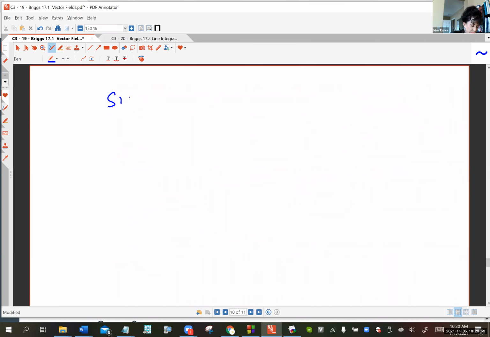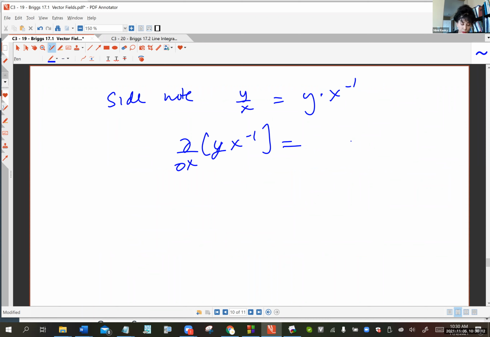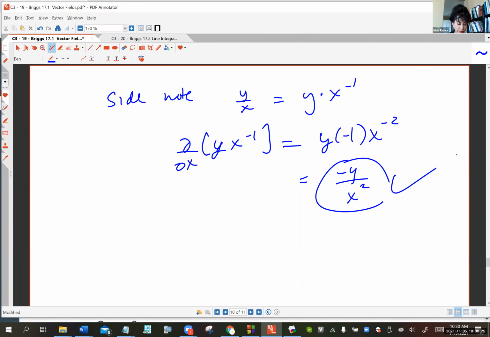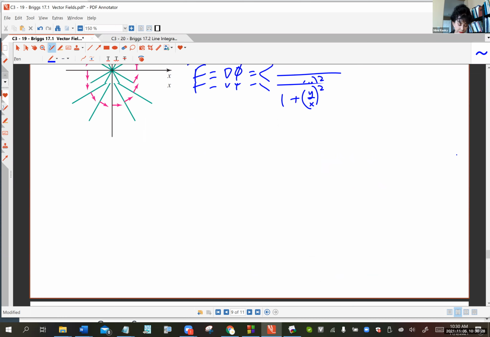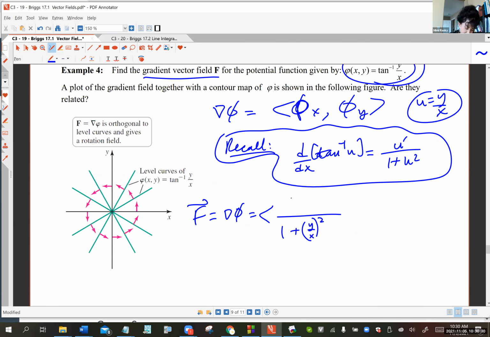So I just want to do a little side note here. When you're doing y over x, that's the same as y times x to the negative 1. So if you're going to take the partial of y x to the negative 1 with respect to x, using the power rule, you'll get y times -1 times x to the -2 power, but that will be negative y over x squared. So negative y over x squared will be the numerator for that partial derivative.